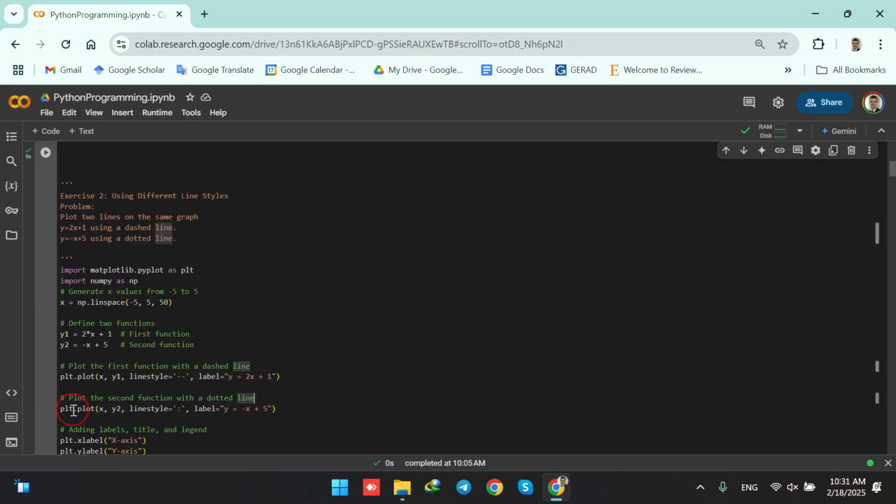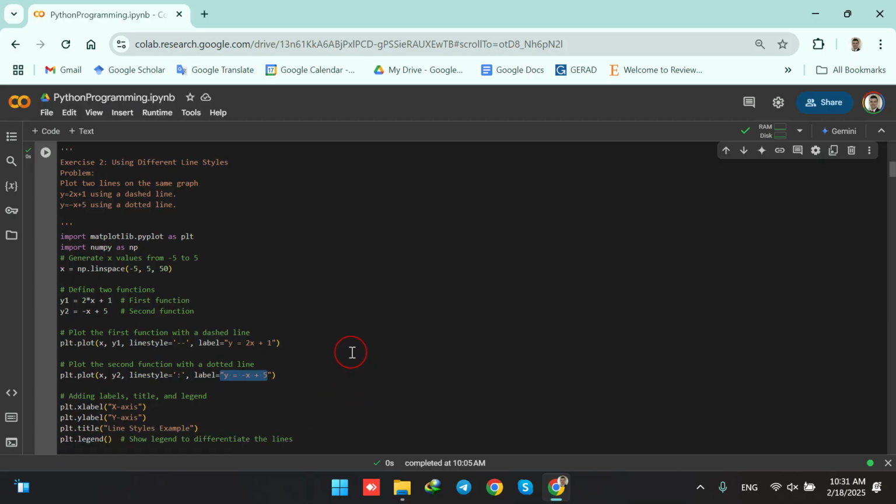Then we need to have the plot for the second function, but this time it's the dotted line. In order to do that, we again use the plt.plot function. We have x and this time we are having y2. In order to change the line style, we are going to have linestyle, and in quotes we are having colon instead of dashes, because there we were looking for a dashed line, here we are looking for a dotted line. So colon, and we separate it by a comma to have the label as well. So the label is y equals minus x plus 5.